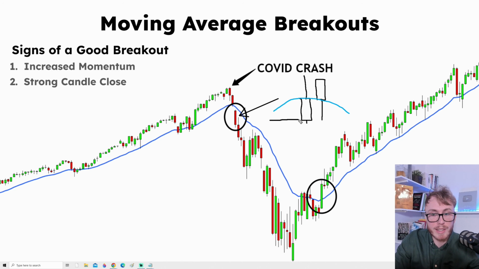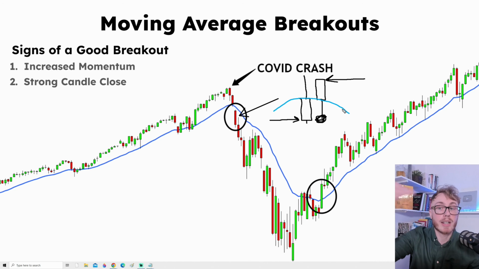And that is because in one case, we see the candle closing far below the moving average. While in the other example, even though the price went all the way down here, we can see that the candle actually closed above.